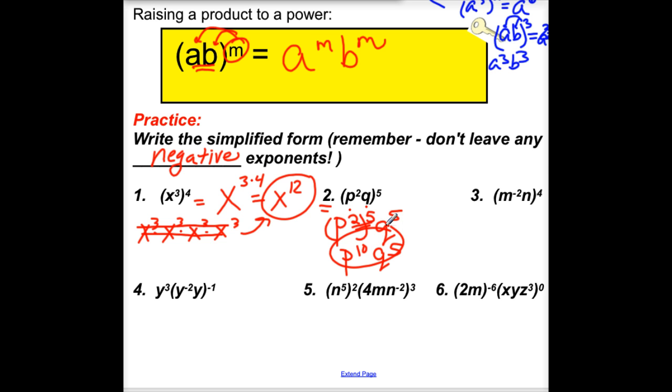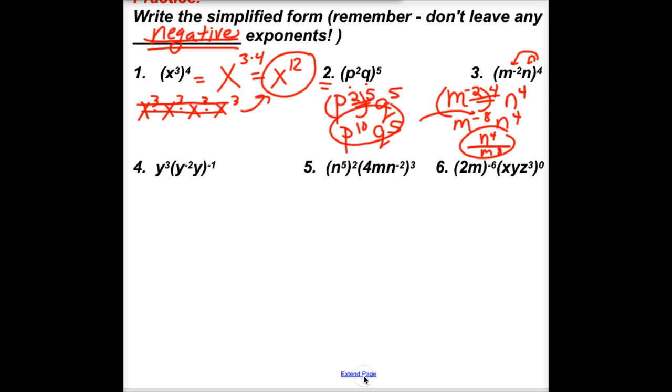Moving on to the next one, I've got another chunk of stuff to the power, and it's a product. I'd have m to the negative 2 to the 4th and n to the 4th. Power to a power, I multiply. And I don't leave any negative exponents. This means divide by m 8 times. It's going to send it to the denominator of the fraction because it's going to be 1 over m to the 8th power. Notice within one problem, I just used 3 of our 5 laws of exponents.